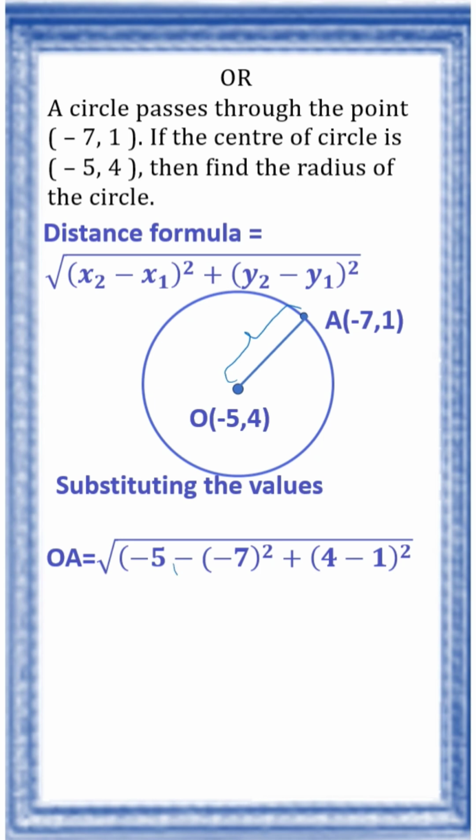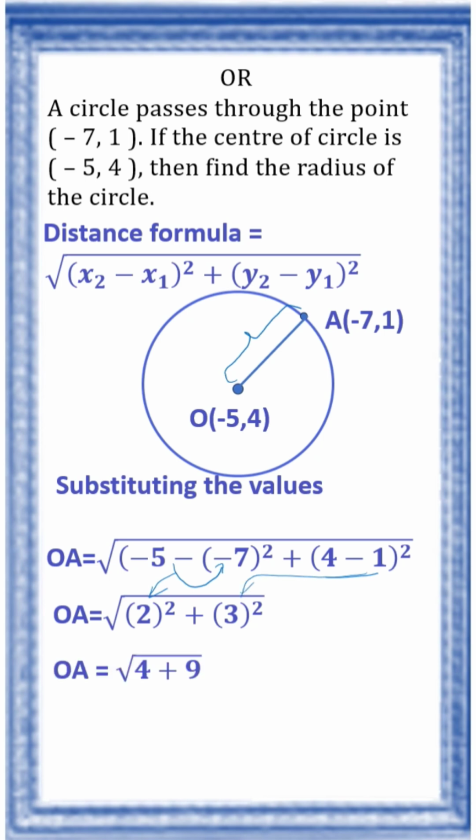Here negative, what does it become? Positive. So this is equal to plus 7 minus 5, that is equal to 2 square. Here 4 minus 1, that is 3 square. So OA is equal to square root of 2 square is 4, 3 square is 9. So OA is equal to square root of 13 units. So the radius of the circle is square root of 13 units.